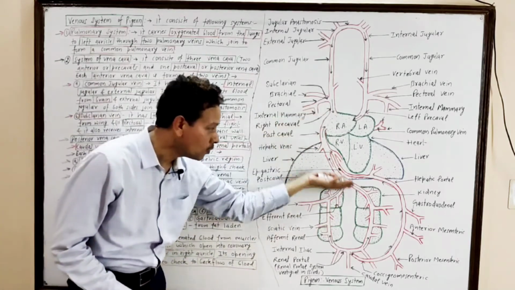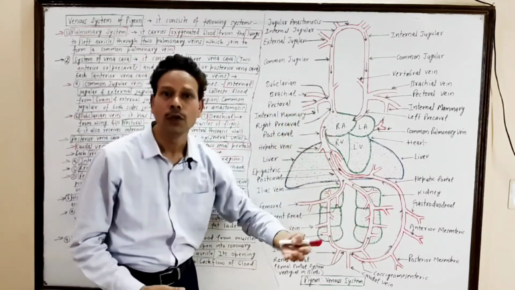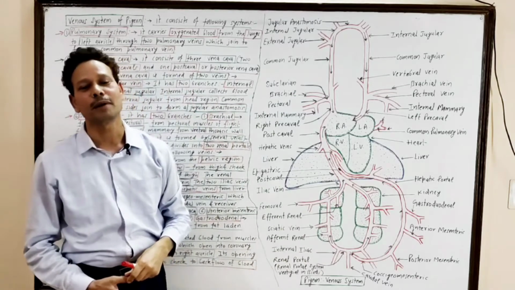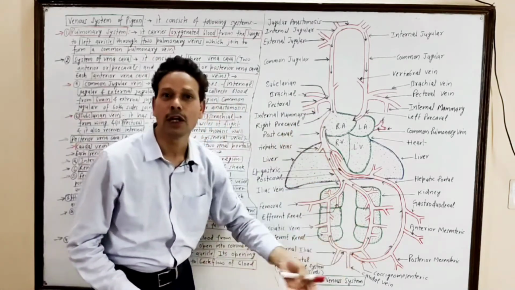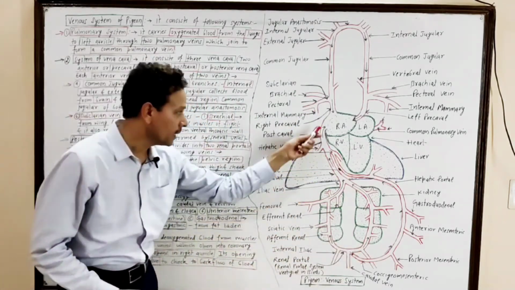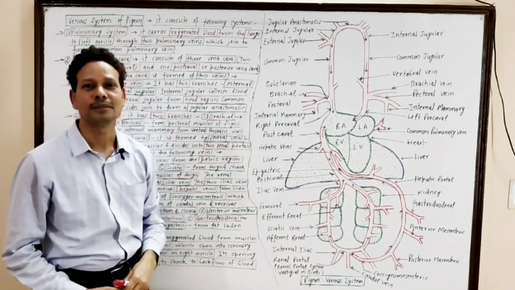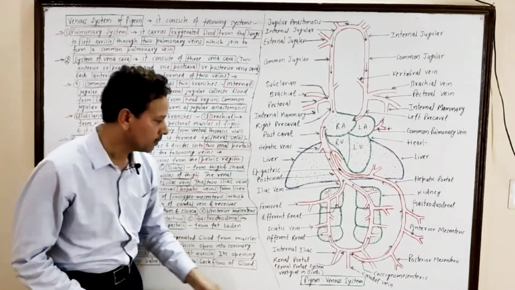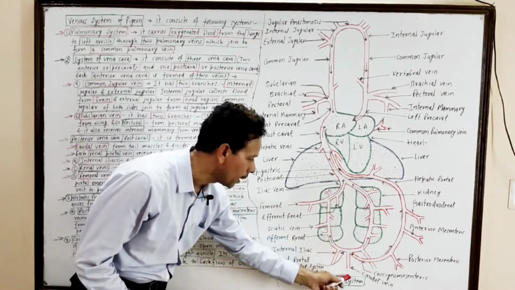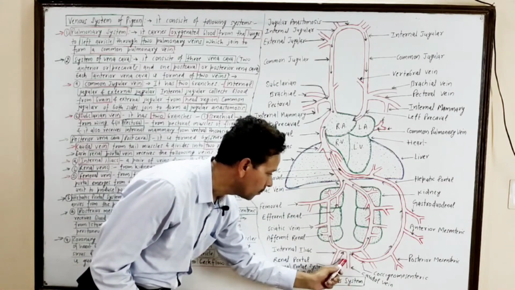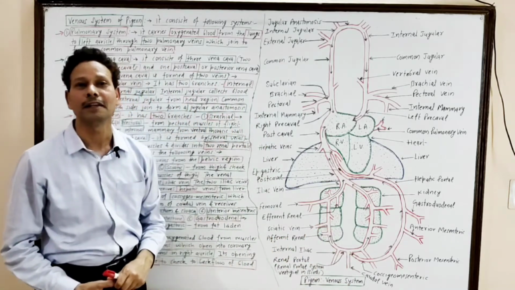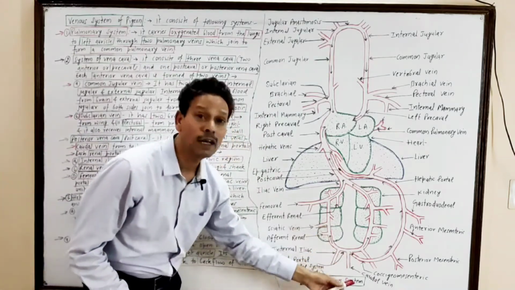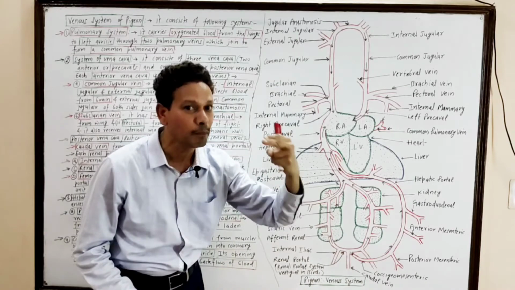Then this postcaval. Dear students, this postcaval is a large blood vessel which collects deoxygenated blood from all over the lower parts of the body. And this postcaval receives several blood vessels. From this posterior part, this blood vessel is the caudal vein. Note down this caudal vein.